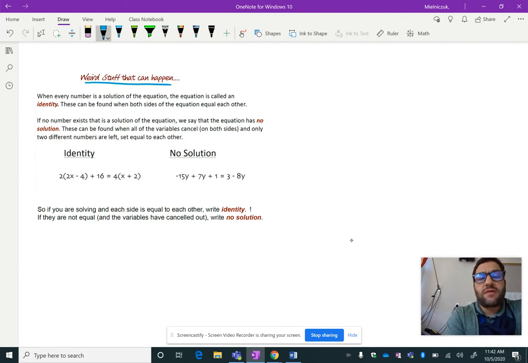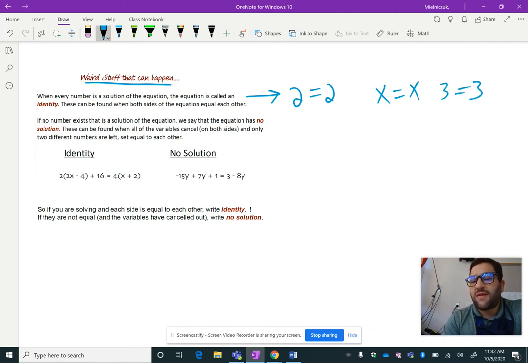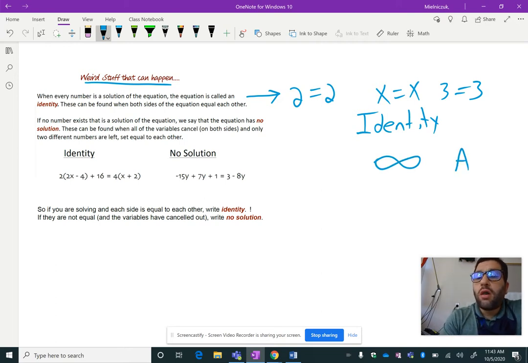When every number is a solution of the equation, it is called an identity. These can be found when both sides of the equation equal each other. So when you're doing work, sometimes you'll get something like 2 equals 2, x equals x, 3 equals 3. Anytime you get something like that, where the left side equals the right side in a very obvious true statement, that's when you can write identity as your answer, or you'll see teachers sometimes write infinity. All of these are different ways to say the same thing.